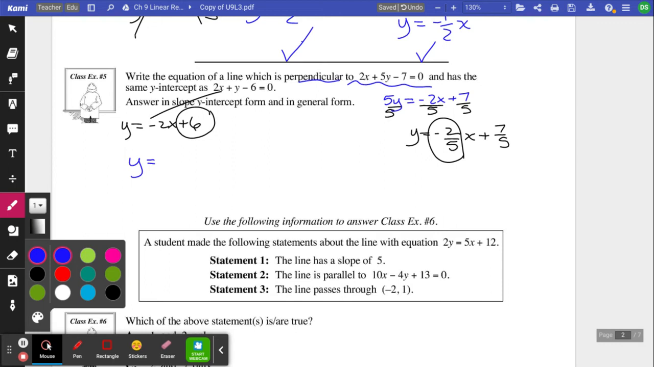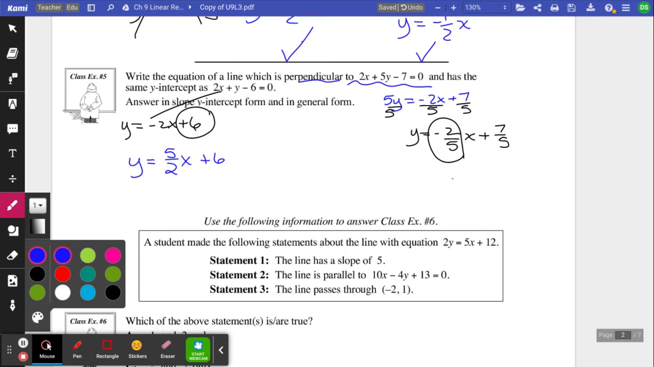It doesn't say it's parallel to this. It says it's perpendicular. So tell me again what I would write. 5/2 x plus 6. Where'd you get the 5/2 from? Well, my line has to be perpendicular to this one. So perpendicular means flip it over and change the sign, right? Perpendicular means opposite slope. You gotta remember that one.